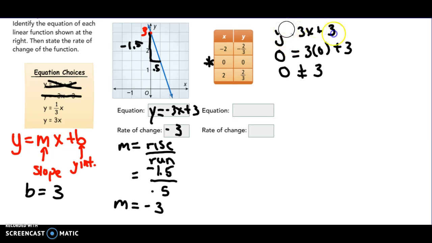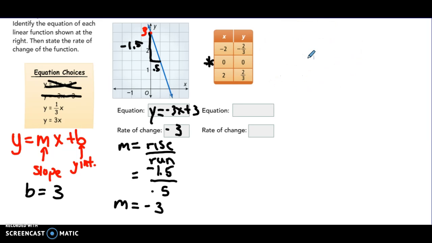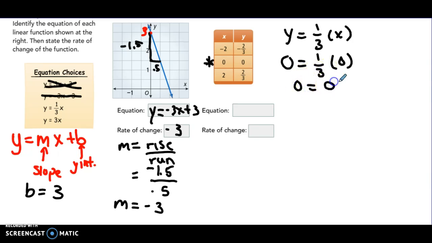Well, what if I did y equals 1 over 3 times x? Well, I could do 0 for y equals 1/3 times 0, which means that 0 does equal 0. That's great. But what if we just tried one of our other problems? Let's choose a positive one here.